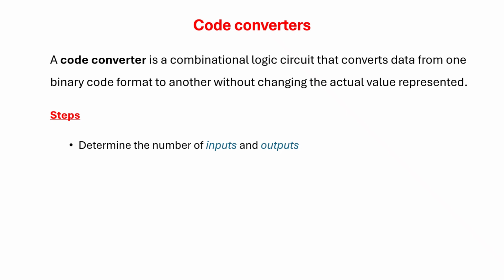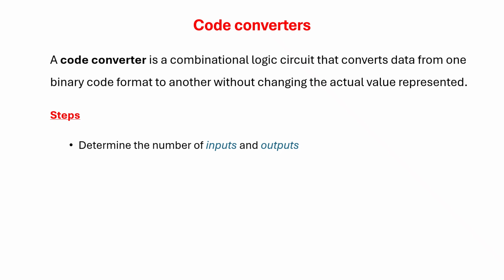So here we can convert from one code to another code to exchange the values, how it changes from one form of code into another form of code. We are going to discuss the steps to be followed to convert from one code into another code. Then we are going to discuss two different examples.